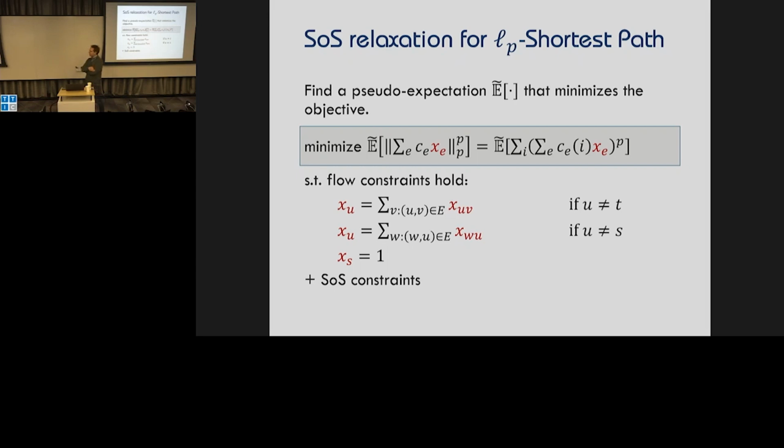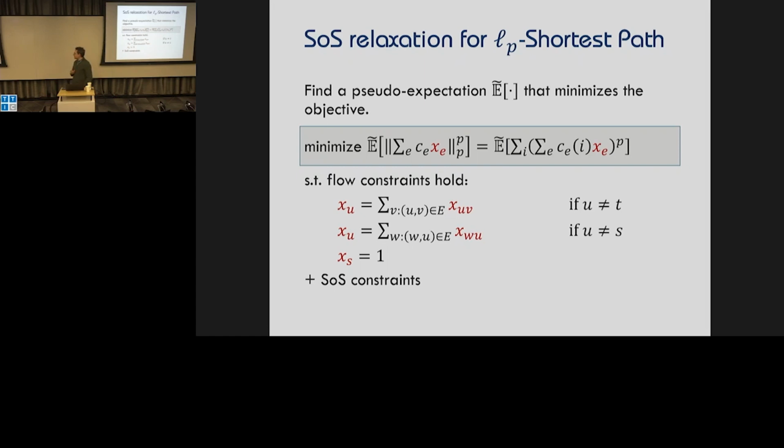So let me now write our SOS, sum of squares relaxation. Now the objective is the pth degree of the LP norm. So we take the sum over all edges on the graph, c_e x_e, so that was our previous objective, but now we raise it to the power of p. We get a degree p polynomial, but as we discussed, in an SOS relaxation, we can have higher degree polynomials, not only linear polynomials. And we use the same constraints as before.